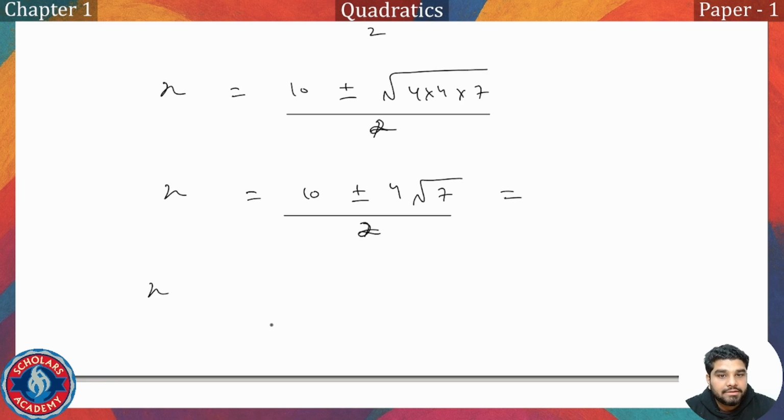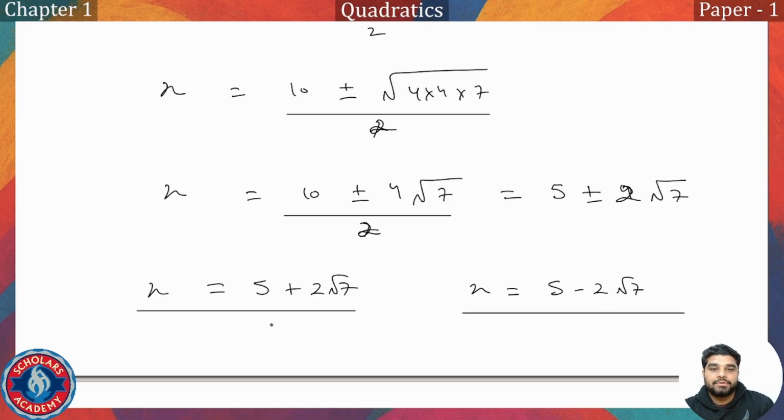And we can divide it. We can write it as 5 plus minus 4 divided by 2 will be 2 root of 7. So my one value of x is 5 plus 2 root of 7. My other value of x is 5 minus 2 root of 7. So these are the two zeros of x, or roots of x, or solutions of the quadratic equation. Next question.